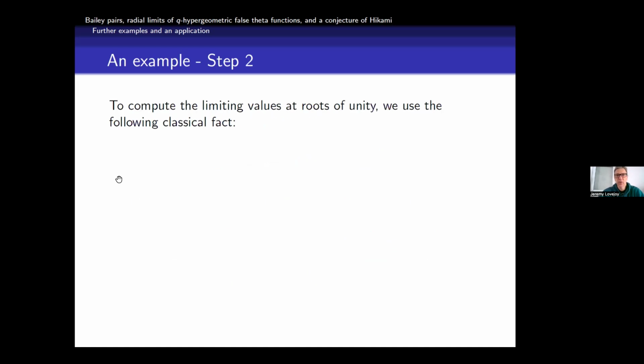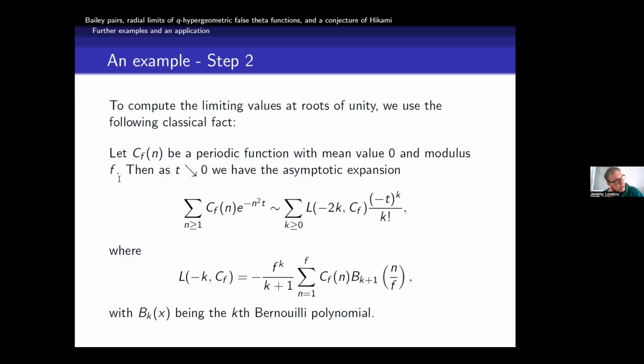So we can talk about its values at roots of unity as radial limits. Here's a classical fact. This gives in fact the entire asymptotic expansion at any given root of unity. So I'll read this. C sub f of n is a periodic function with mean value 0 and modulus f. Then as t approaches 0 from above, we have the following asymptotic expansion. So this is the function we'll be interested in, and it has this asymptotic expansion. These L values are given here. This is a formula, and B sub k plus 1 of x is the kth Bernoulli polynomial, which I spelled wrong. So this is the asymptotic expansion.